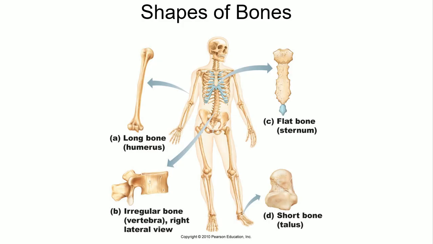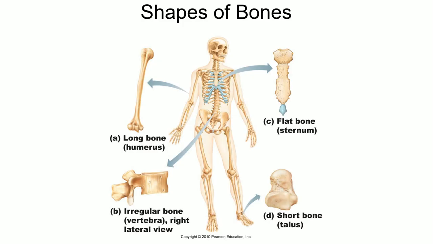Irregular, over here, B, irregular bones. Those are going to be really oddly shaped, really irregular shaped bones. Vertebra are the best example. Nothing else in the body is the same shape as our vertebra. And then C, right here, flat bones. Flat are going to be sandwich, so hard bone on the outside and the inside, and spongy bone in the middle.